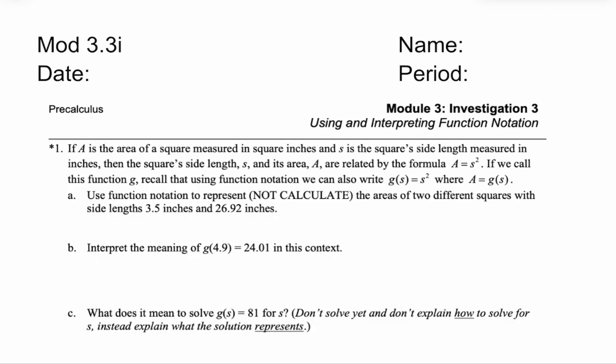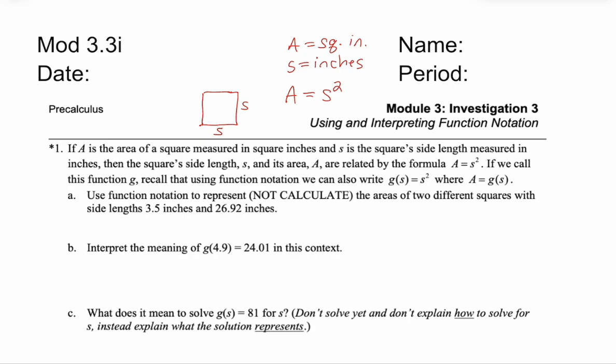So first off, it says here that if A is the area of a square measured in square inches and S is the square's side length measured in inches, then the square's side length S and its area A are related with the formula A equals S squared. So let's just draw a square. You can probably draw it better than me. Let's put a little S on both sides, and let's put what they told us. Okay, so we know that the area is A. We know that S is in inches, so A would be square inches.